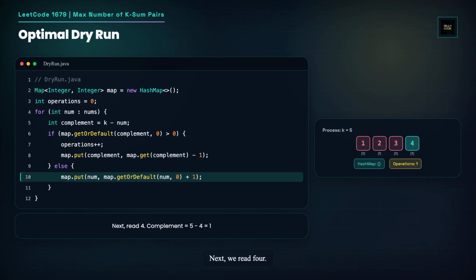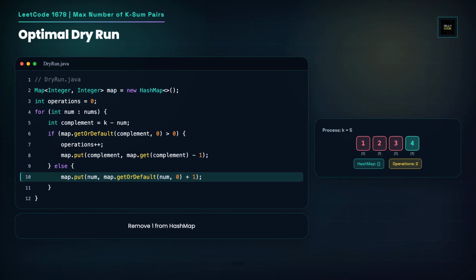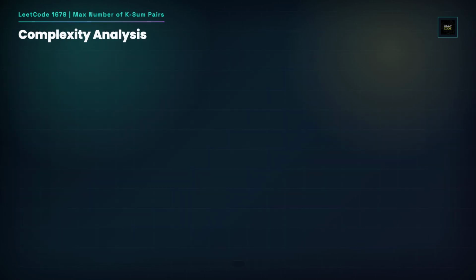Next, we read 4. Its complement is 1. Again, it's already inside the HashMap, so we've found another pair. Operations becomes 2. We remove 1 from the HashMap. Now we've processed every element. The HashMap is empty. And the answer is 2. Notice something interesting. We never searched the array. Every decision came from a single HashMap lookup. That's why this solution is much faster than brute force.